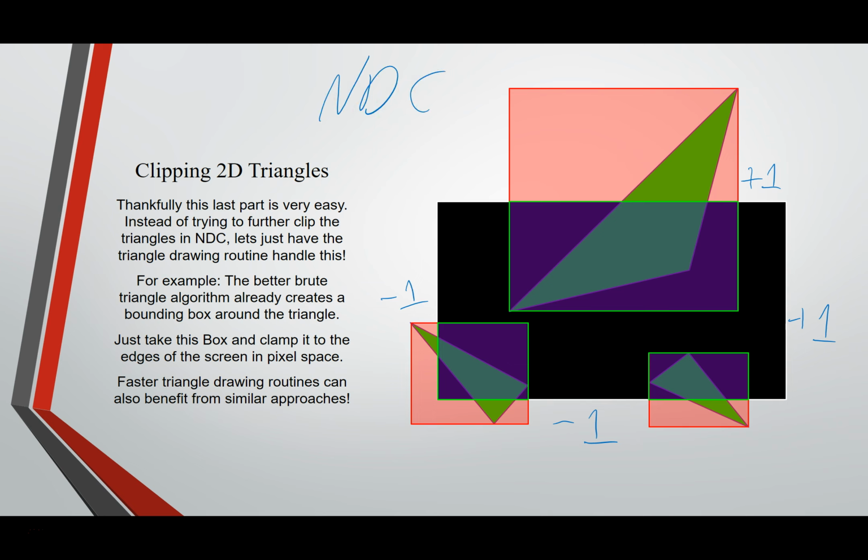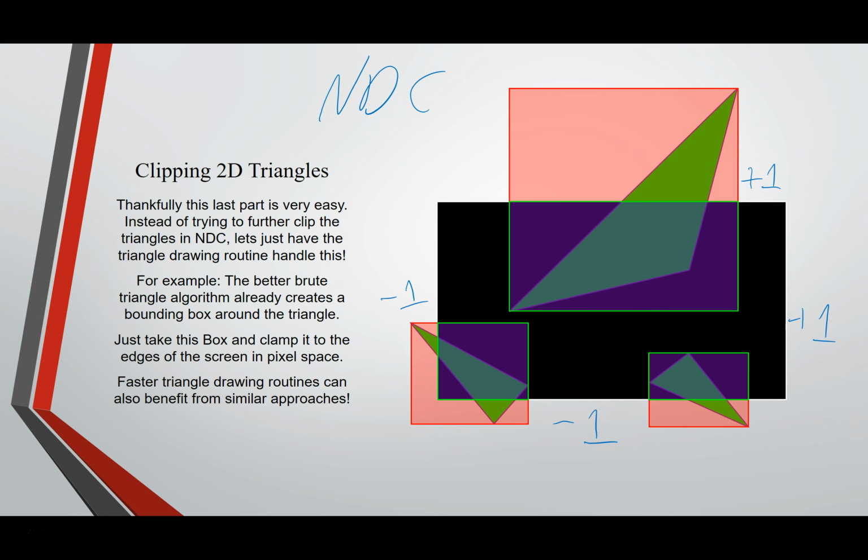And you have triangles here that don't completely fit. But here's the good news. This part is super easy, especially if you did the brute triangle algorithm. Because remember, the brute triangle algorithm already builds an axis-aligned bounding box that lets you do a double for loop so you only search the area of the triangle. Well, all you have to do to make that algorithm work on NDC and make sure it doesn't go beyond that is just further clip that bounding box to these NDC screen edges.